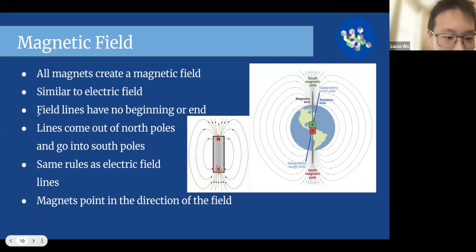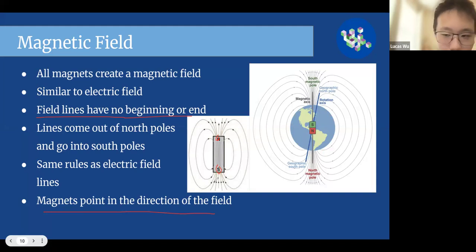Okay, field lines have no beginning or no end. And yeah, that's just a part about magnetic fields. Lines come out of north poles and go into south poles, just like how electric field lines go out of positive charges and go into negative charges. Magnets will point in the direction of the field.